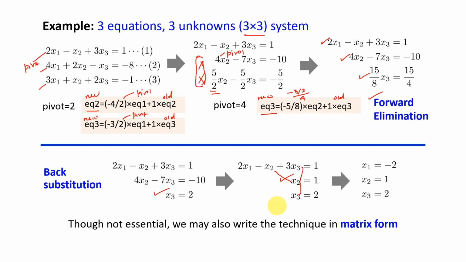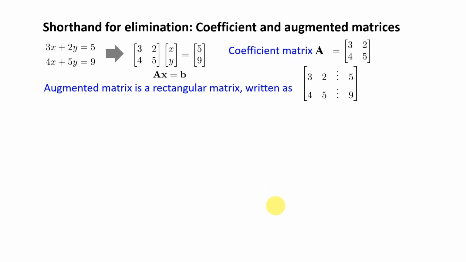But right now let's first see how we can write this technique in terms of matrices. So we take this simple case that we were discussing initially, 3x plus 2y equals 5 and 4x plus 5y equals 9.